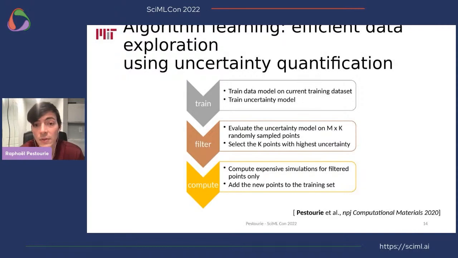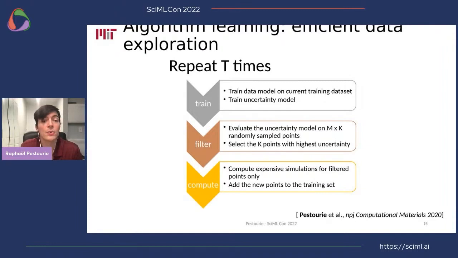And then you have a second step, the filtering step, where you evaluate your uncertainty model, your error estimate on n times k randomly sampled points. And you select only the k points with the highest uncertainty estimates. Then there's a third step where you compute the points, but only for those with highest estimated uncertainty. And then you add those to the training set. And you repeat this t times.